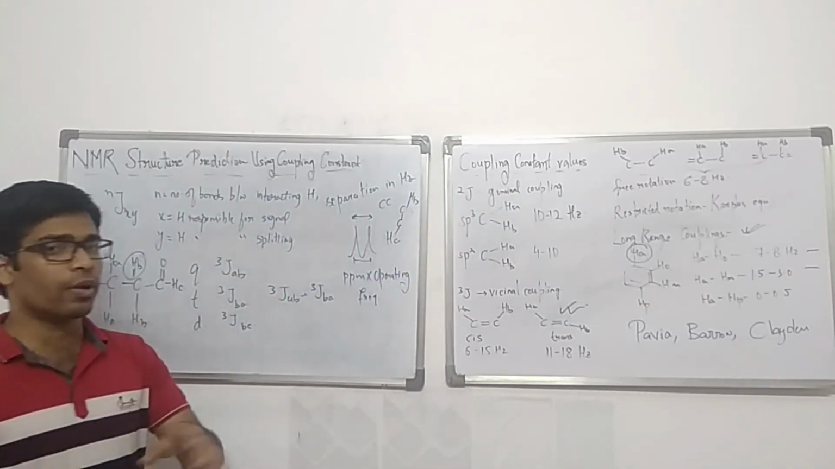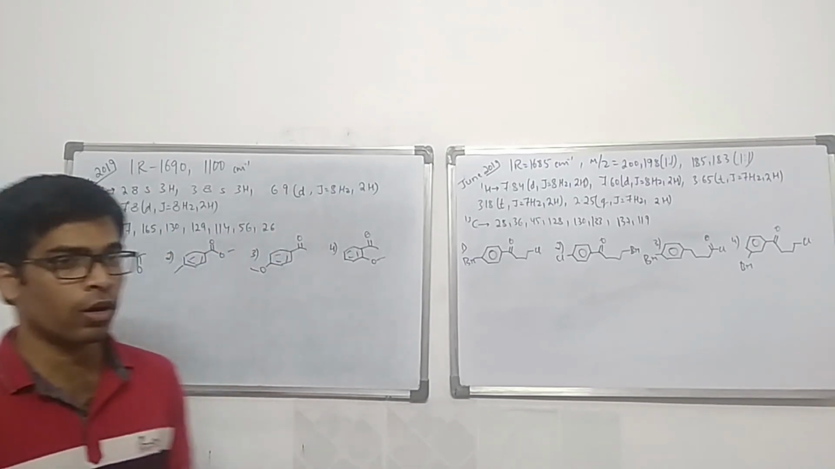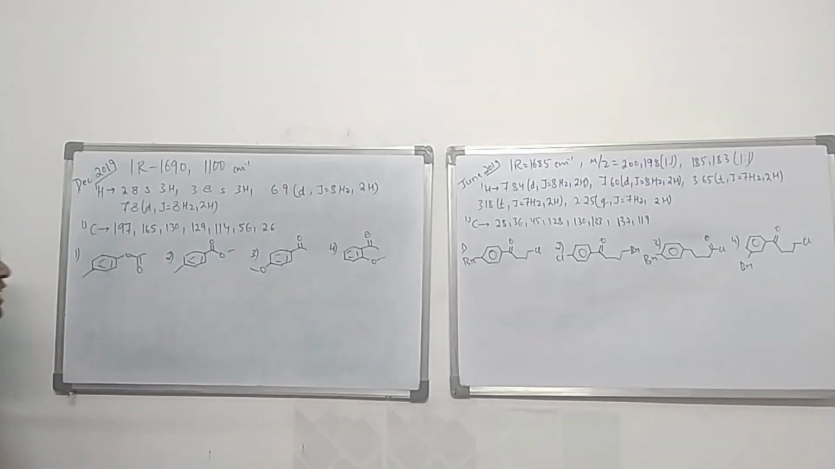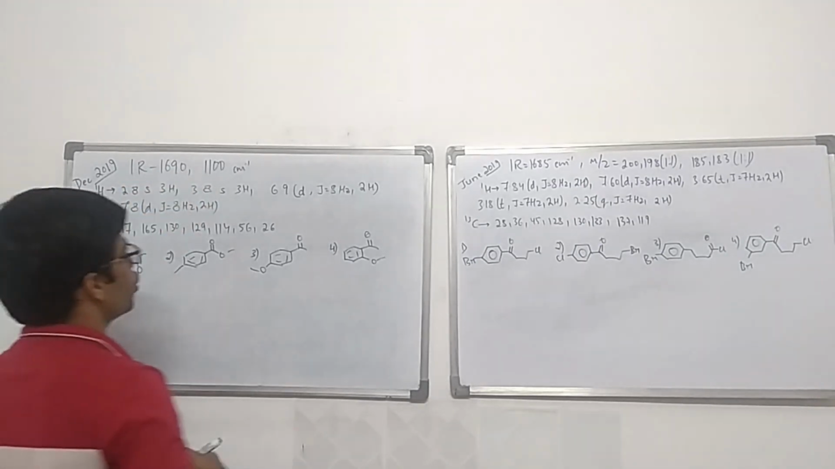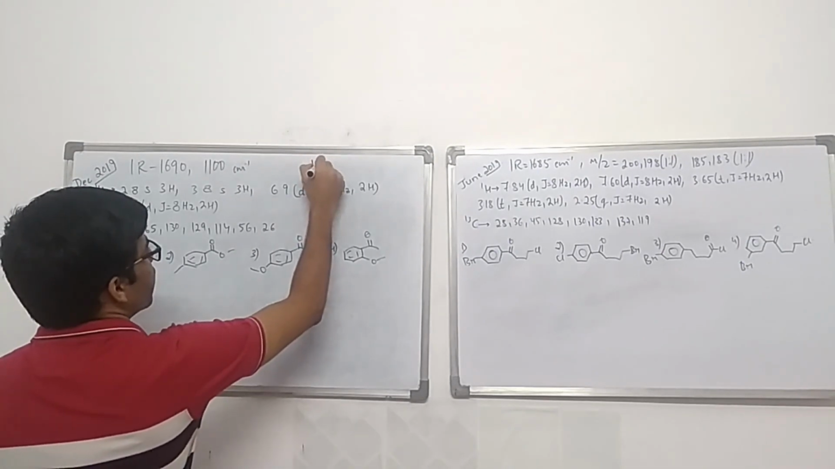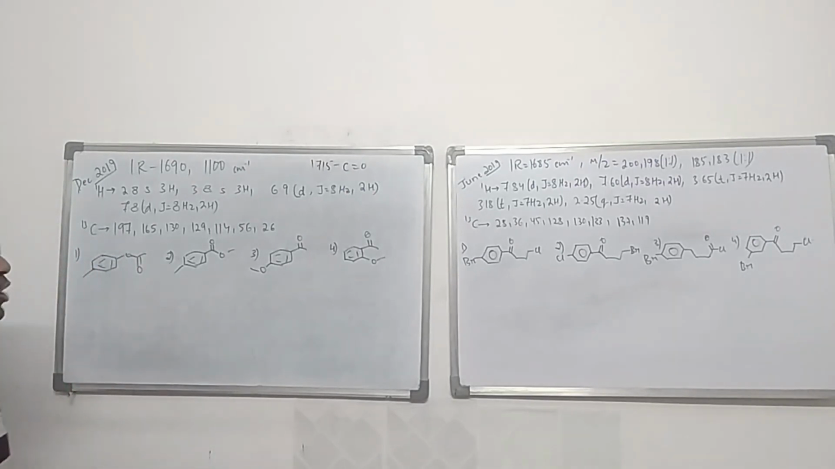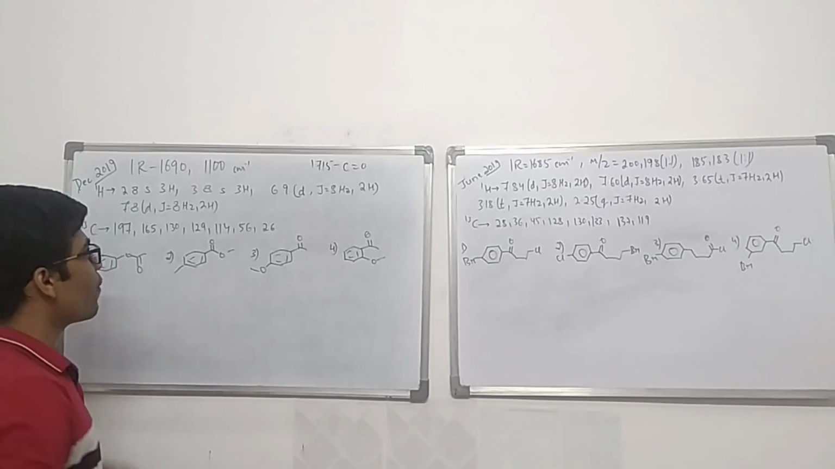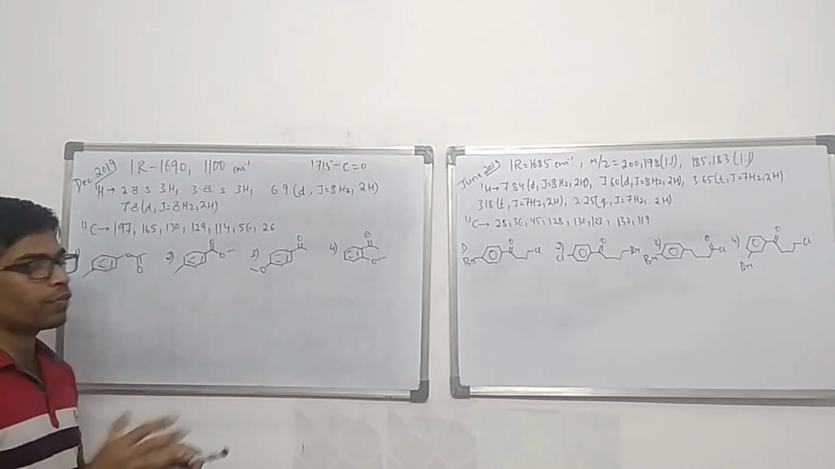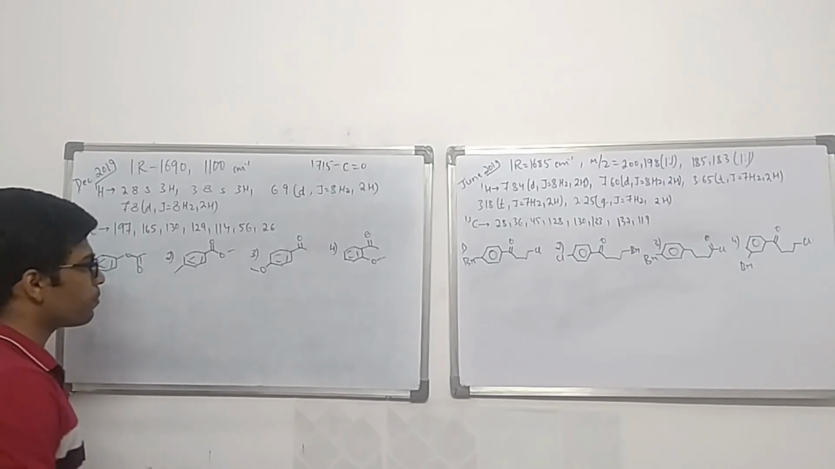Now we'll look at the questions which have come previously in NET and GATE. The very first question we have is from December 2019. It had given the IR data of 1690 and 1100. Now, I had told in the previous video that the IR data of C double bond O is in the range of 1715, and it may fluctuate plus minus depending on the strength of the CO bond. Now in this case, it is decreasing. That means the strength of the CO bond is decreasing, so some kind of electron withdrawing group is attached to the CO bond.